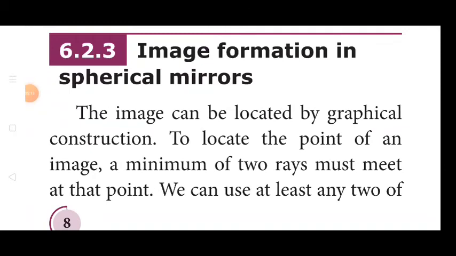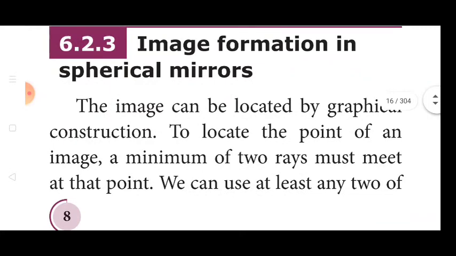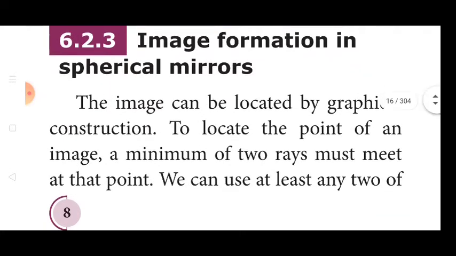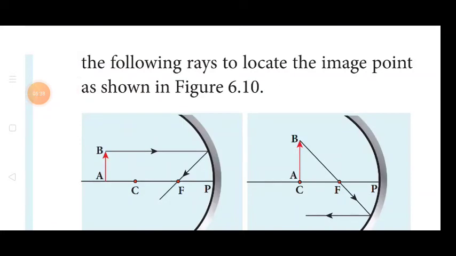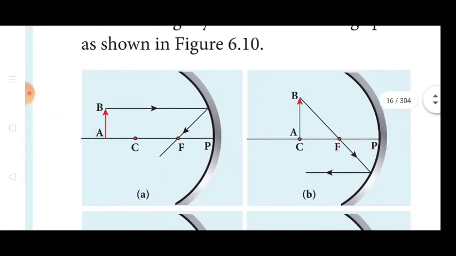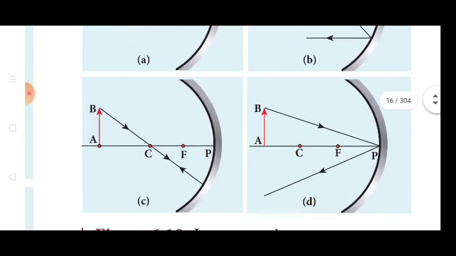Our next topic. The image can be located by graphical construction. To locate the point of an image, a minimum of two rays must meet at the point. We can use at least any two of the following rays to locate the image point as shown in the diagram. Children, see the diagram. Diagram A and diagram B, and see diagram C and D.